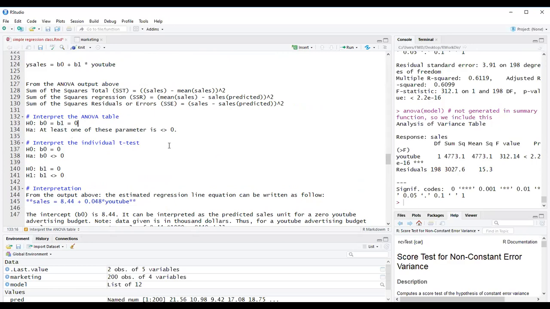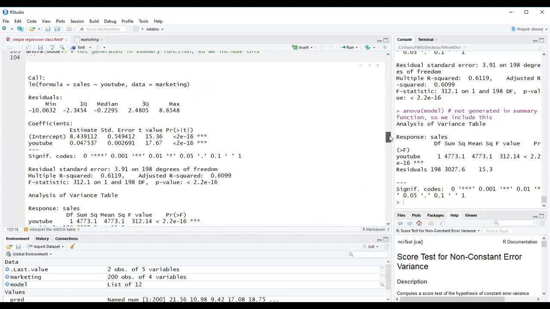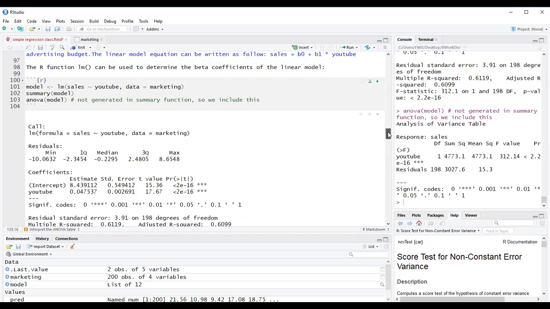Ano yung conclusion natin? At least one of these parameters, either B0 or B1, is not equal to 0. And we have shown that, guys. We have shown that B0 is equal to 8.44 and that it's statistically significant. It's not a value equal to 0. And then this one also, see YouTube, 0.047537. It's also statistically significant, which means we are certain that this value is not equal to 0.